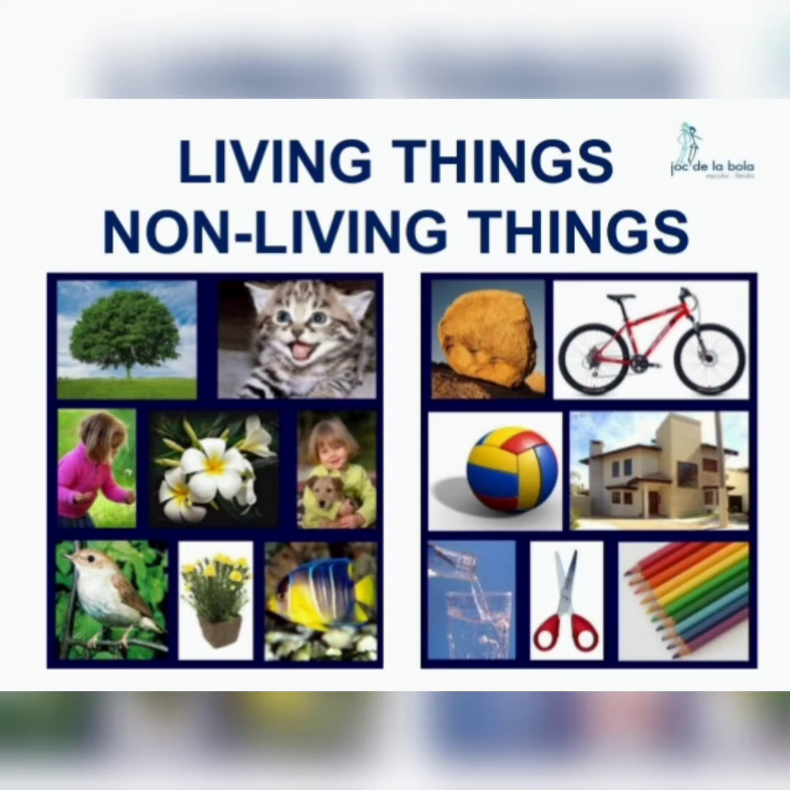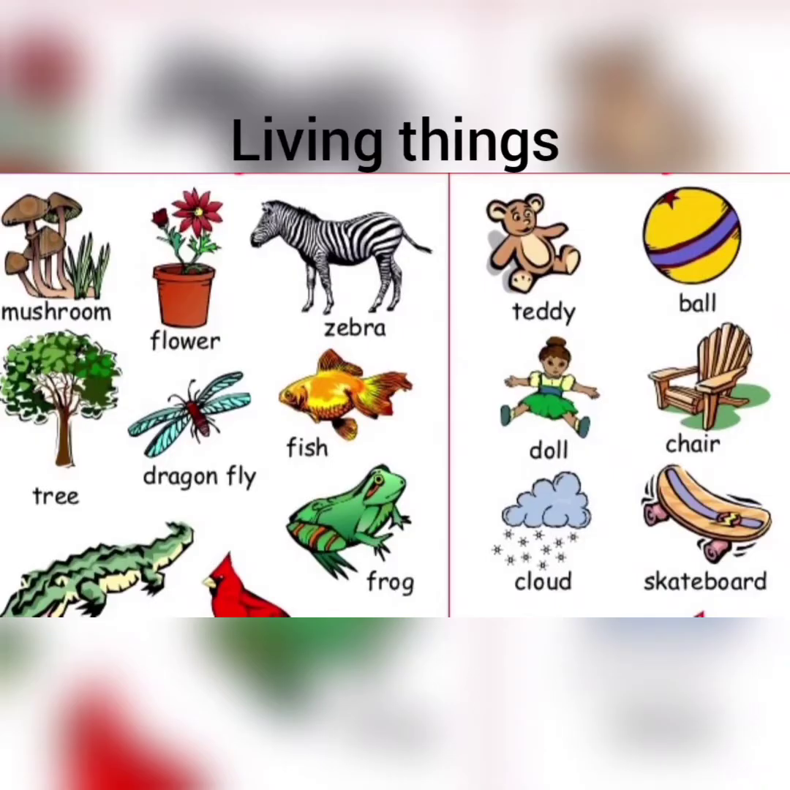First, we are going to discuss living things. The things that are alive are called living things. Things that are created in nature are called natural things. Natural things may be living or non-living. People, animals, birds, insects, plants and trees are examples of living things.